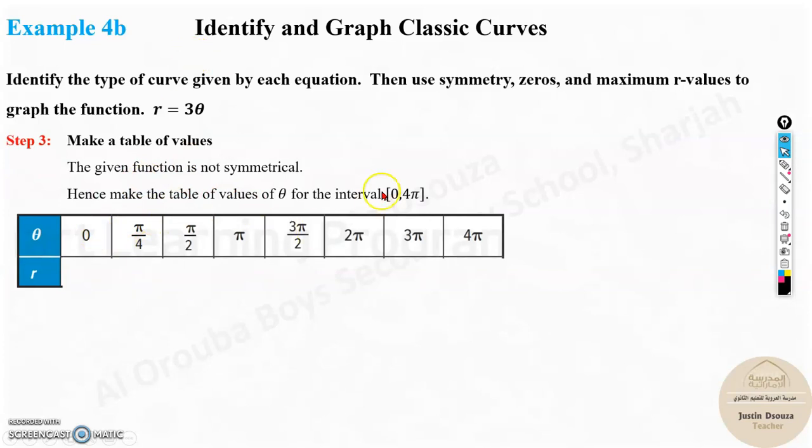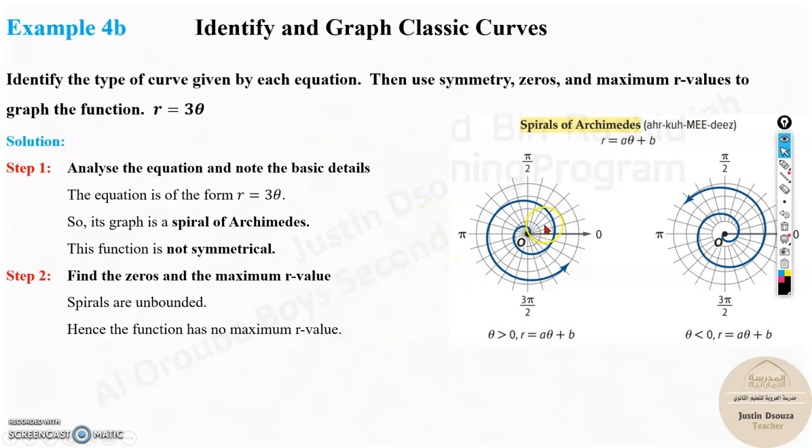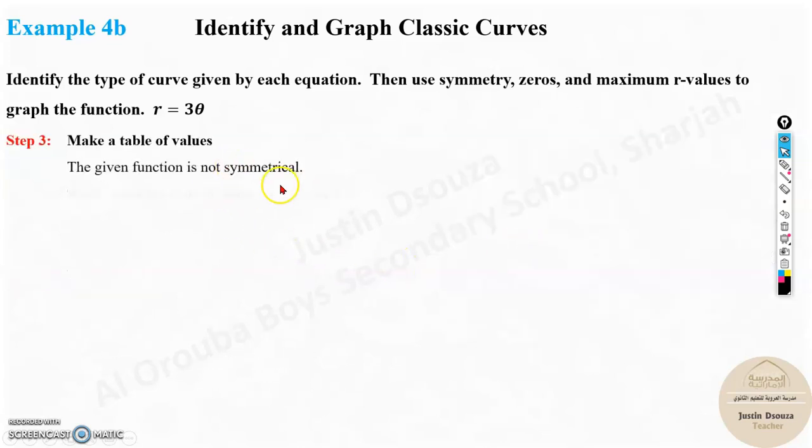Now over here, since it is a spiral, we can't bound it. There is no domain restriction or anything. Look at this, it just keeps on going. So until how much will you do? Is it up till 2 pi? No, you can do until 4 pi. You'll get a better understanding.